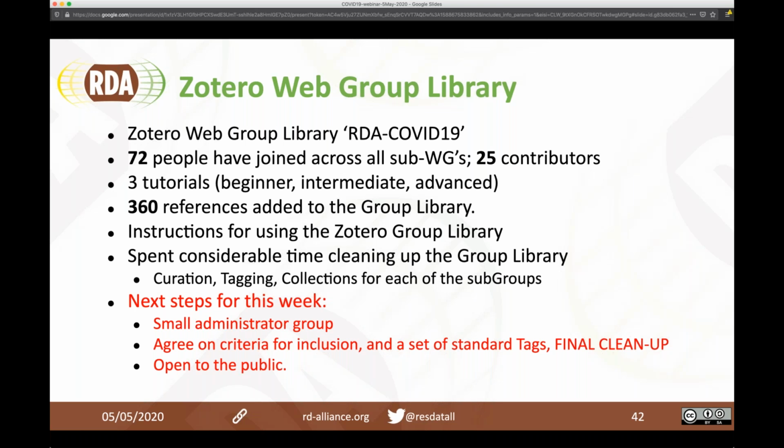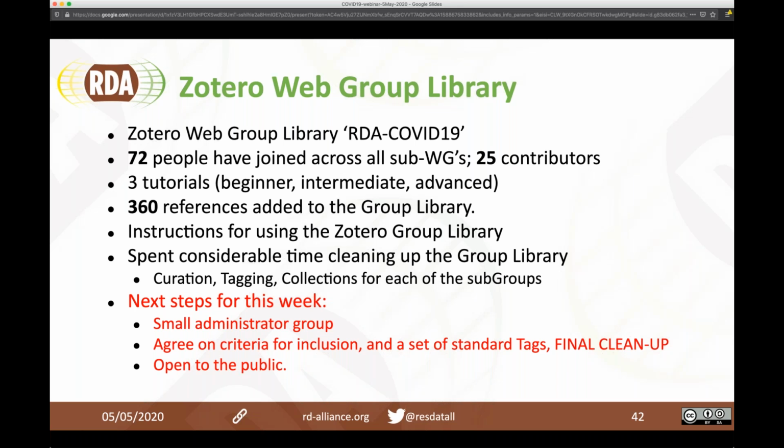So the next steps for this week for the Zotero web group library: 72 people are members, and 25 people are actually contributing references and resources to the Zotero library. And by the way, I'm speaking now not for the EPI group. The slide, and I think the next slide, applies across all of the subgroups, so I'm speaking to everybody here. There are 360 references across all subgroups currently in the library.